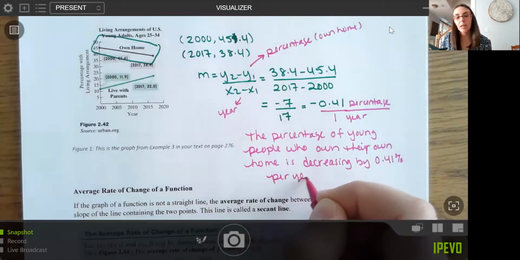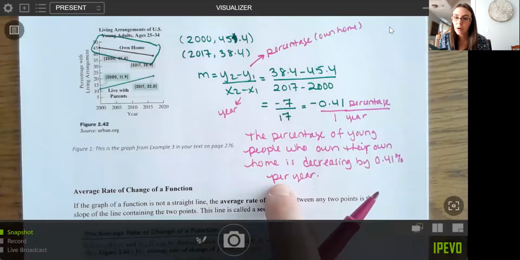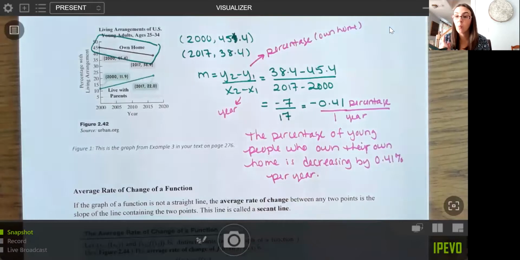Okay. Per year means 1 year. So that word per typically refers to a value of one there in the denominator. So that's just one way that we can write the sentence. Again, there's other ways you could write it too, but that's the overall idea here.